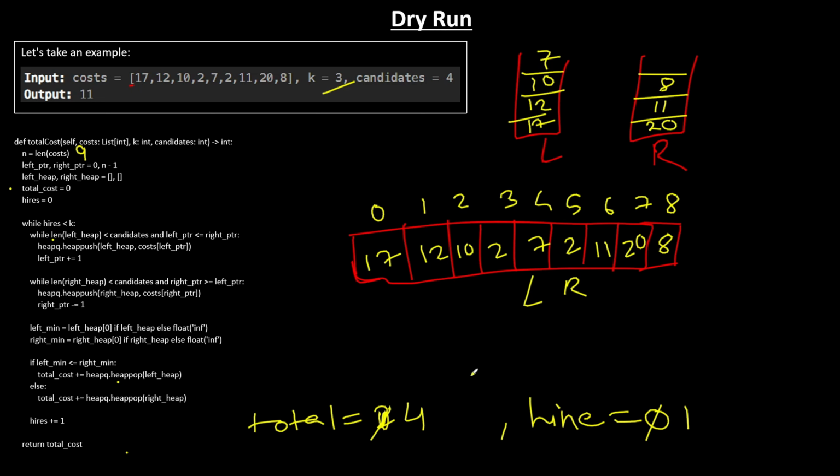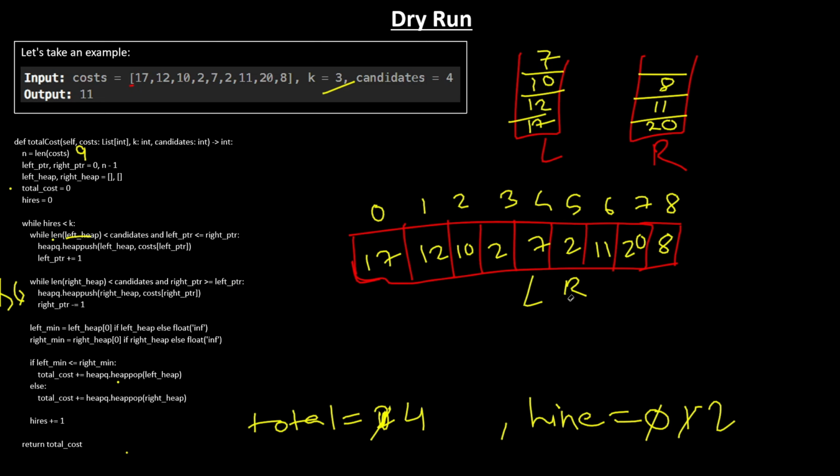And we will increase the hires to 2. Those 2 values we have taken. Now we will go back again. We will check the length of the left heap. It is 4 already, so this will be skipped. And then you come to the second while loop. The right heap size is less than candidate here because it is 3. And also the right pointer is greater than the left pointer, right? Because it is standing in index 5.